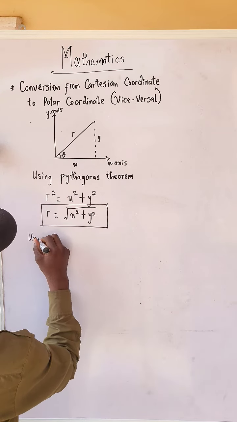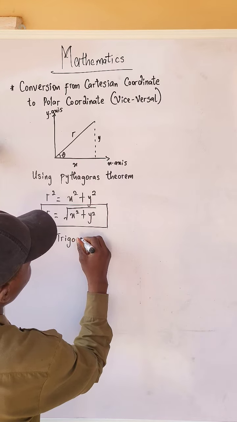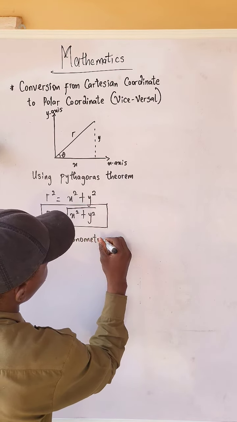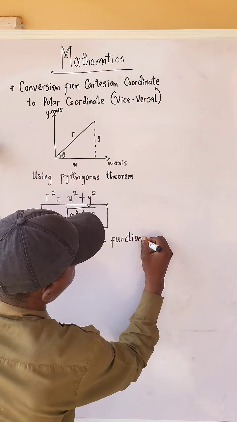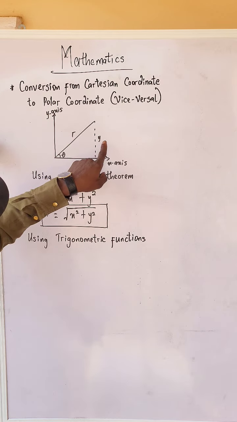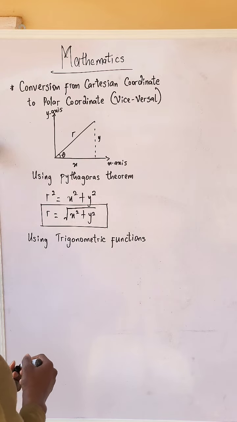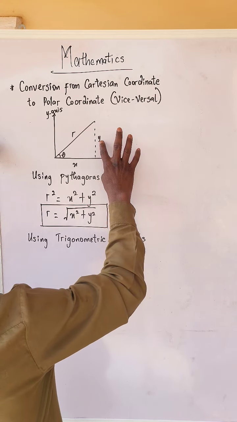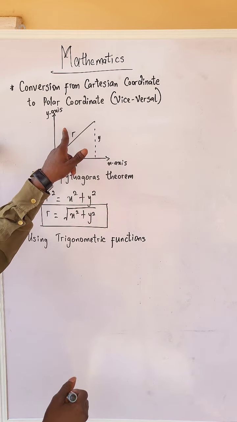So using trigonometric functions. Now if I have to use trigonometric functions, which is so casual, let's deal with this angle theta. Let me put it this way. What was the trigonometric function dealing with y and r and angle theta?